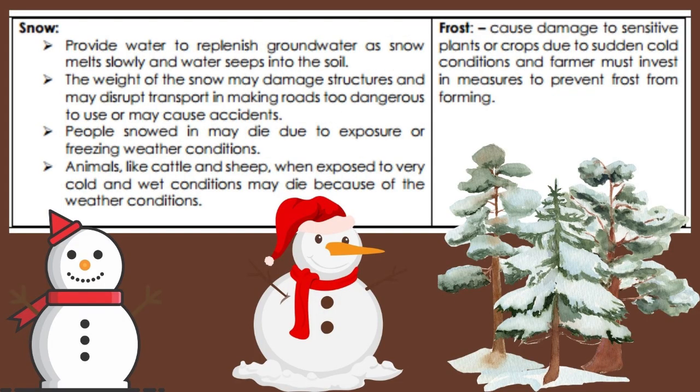Snow: provides water to replenish groundwater as snow melts slowly and water seeps into the soil. The weight of the snow may damage structures and may disrupt transport by making roads too dangerous to use, or may cause accidents. People snowed in may die due to exposure or freezing weather conditions. Animals, like cattle and sheep, when exposed to very cold and wet conditions, may die because of the weather conditions.